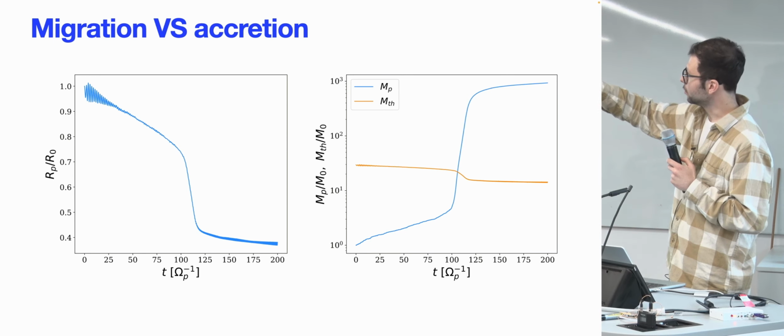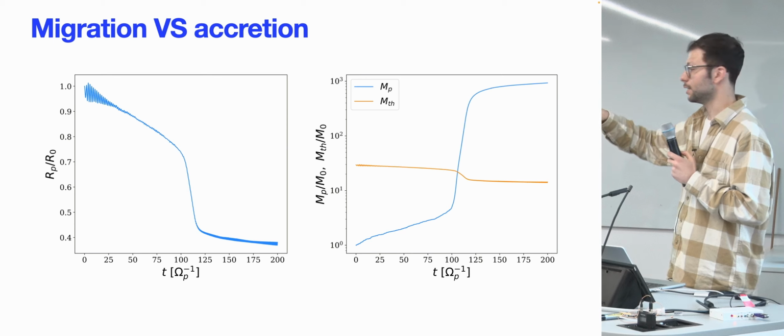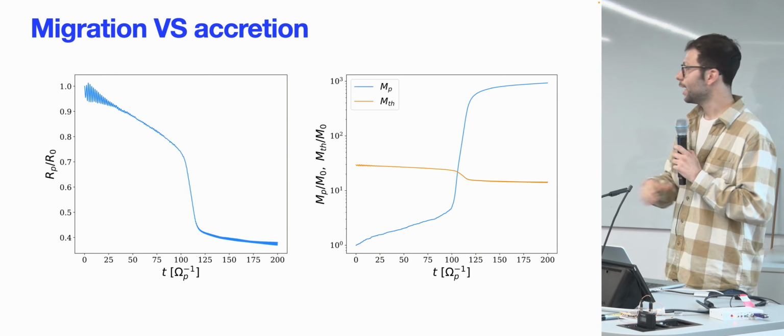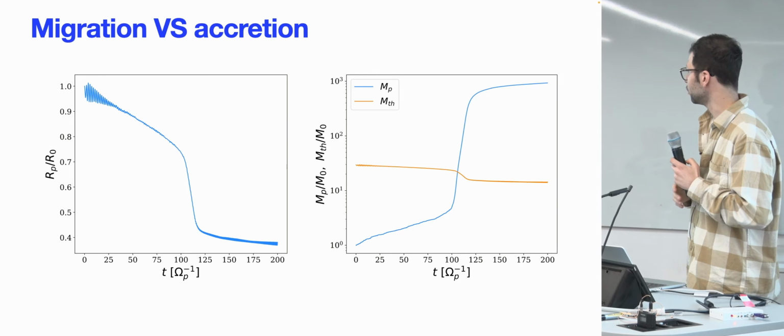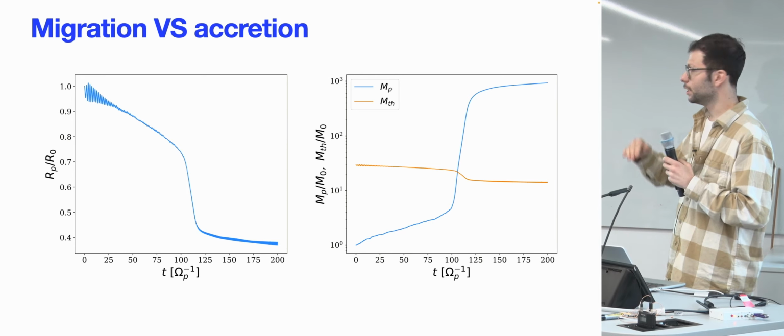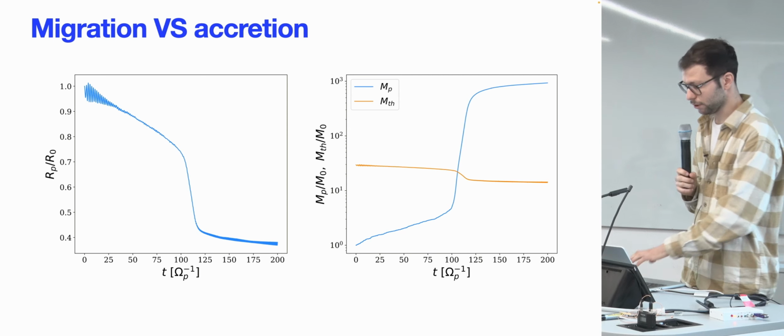And you can see that the radius of the planets tends to decrease, but then it stalls because the planet reached the thermal mass, that is the orange line in the right plot. So when the thermal mass is reached, it can open a gap and eventually stop migration.